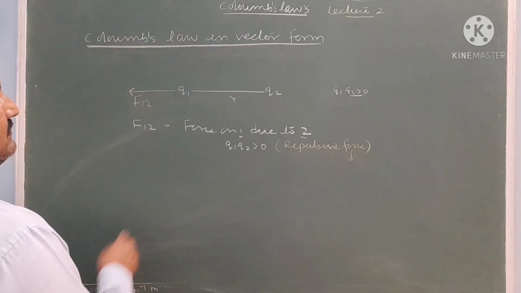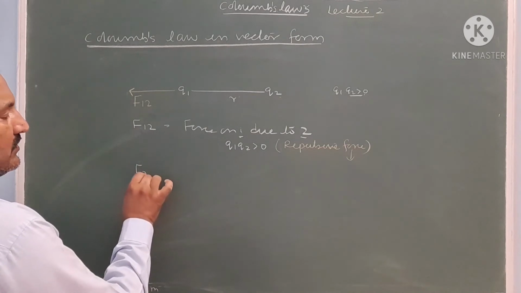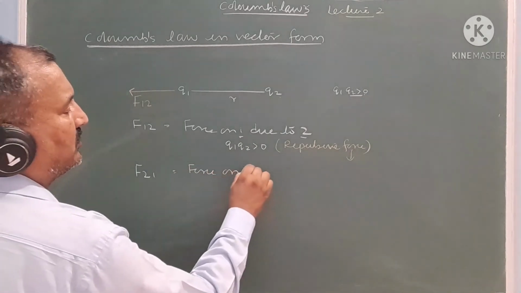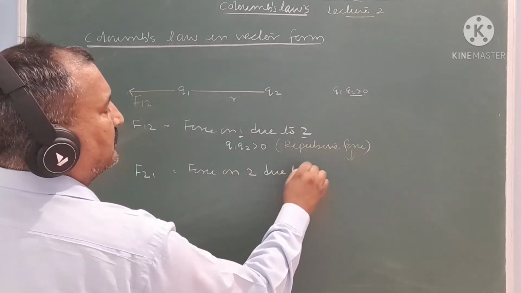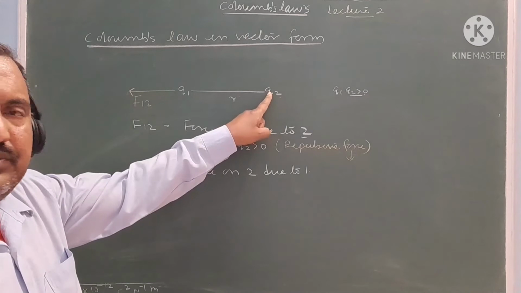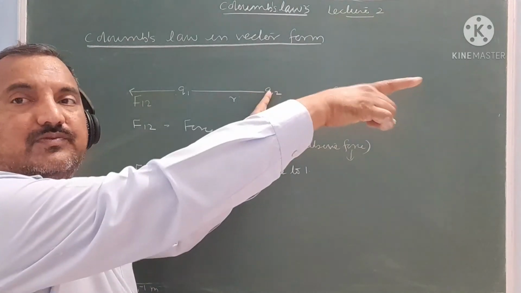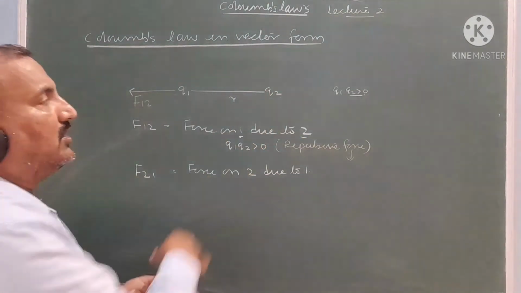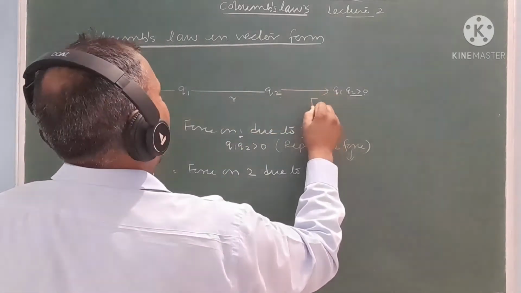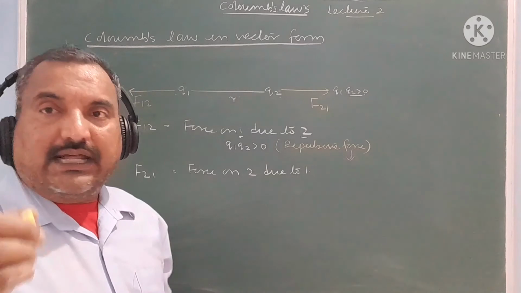Same way we can write force on 2 due to 1. What does it mean? Force on 2 due to 1 means force on 2, and due to 1. So what will be the direction? That will be outward, repulsive. Again, force on 2 due to 1. Understood? Now, direction will be there.